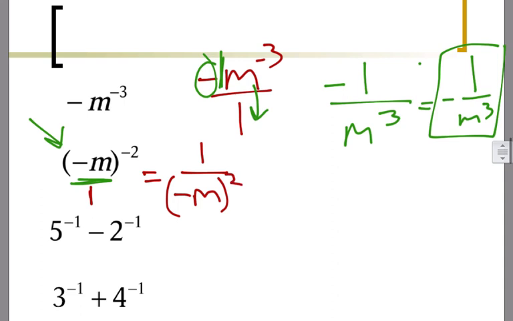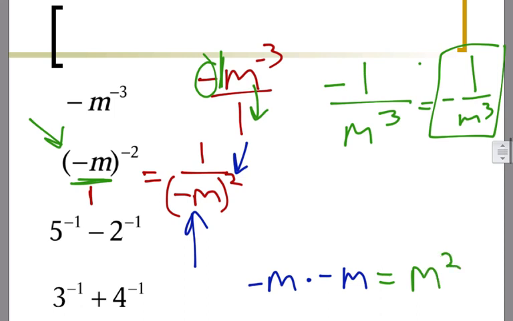Now the reason why it's important that the negative sign is in the parentheses is because if you take a negative m and square it, this is negative m times negative m is what that really means. And negative times negative is positive, so it's actually positive m squared. So it's a little bit of a tricky finish there. The answer is 1 over positive m squared. The negative sign got squared.